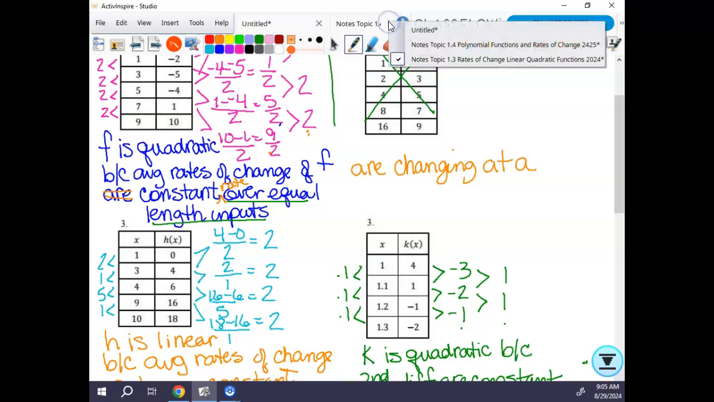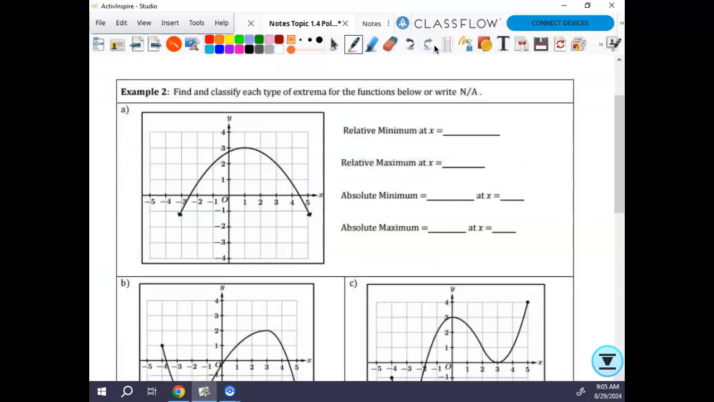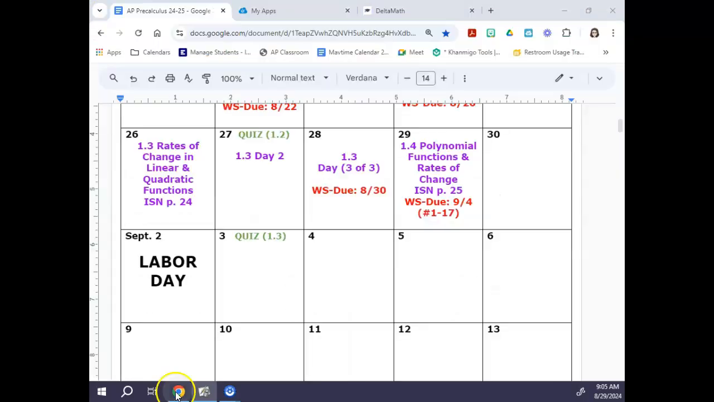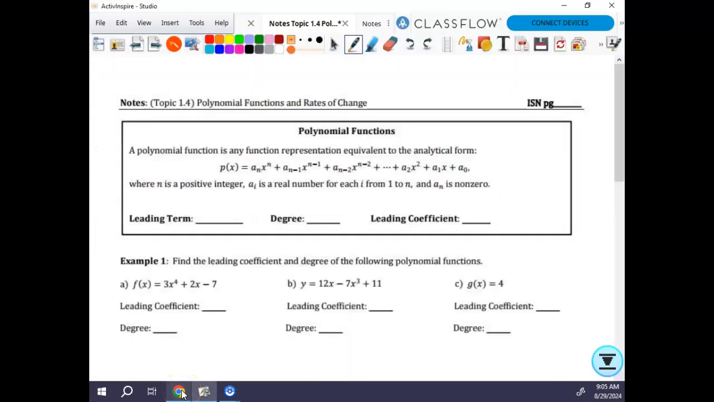All right, so then grab your notes for today. You can put that away. And this is going on page 25 when we're done. All right, this one is titled Polynomial Functions and Rates of Change.